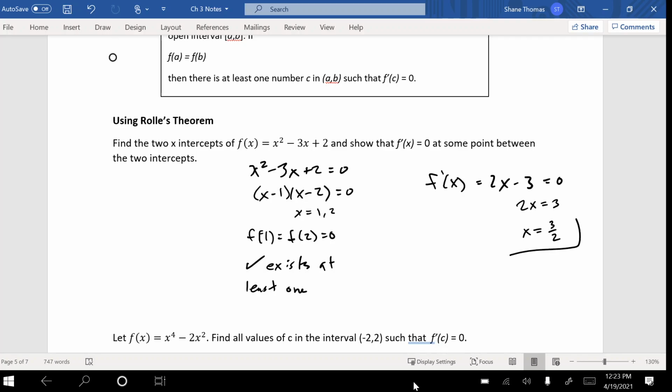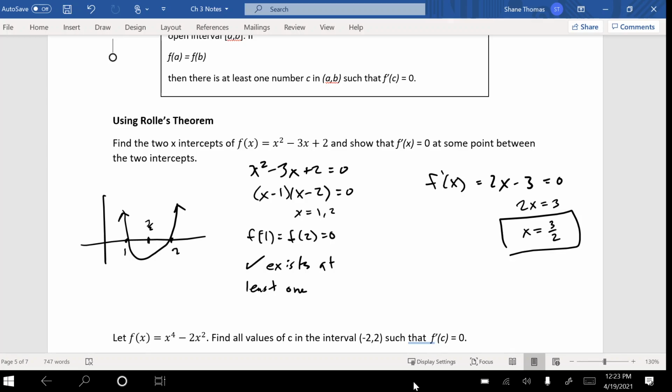Okay, so that means I have a critical value that exists at 3/2. We want to look at this in kind of a graphical form. All right, my intercepts would be like 1 and 2. It would look sort of like this. In this case, it would occur here at 3/2. Rolle's theorem, excuse me, just guarantees that one of them would be.